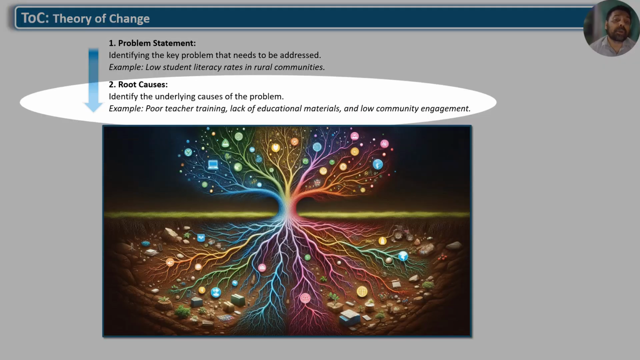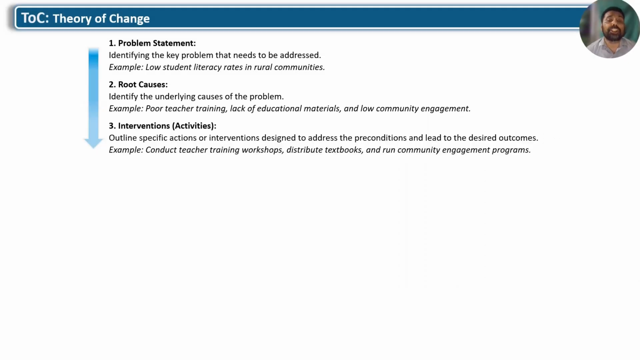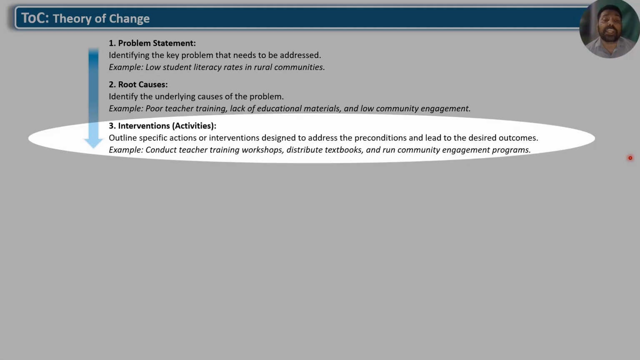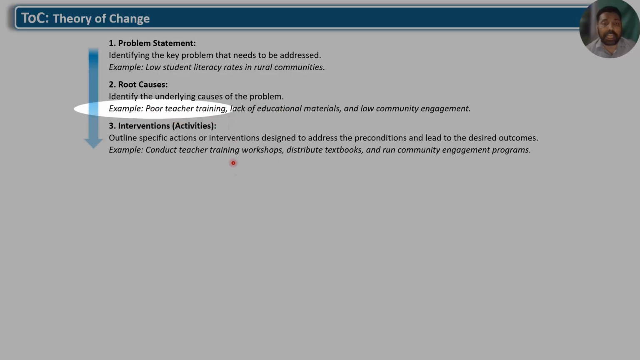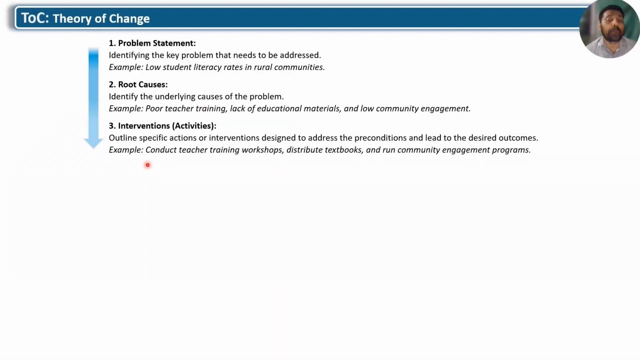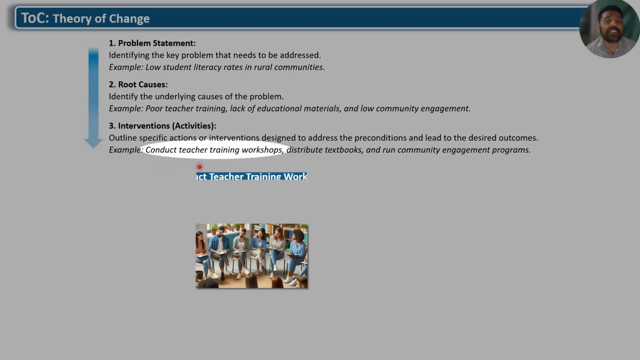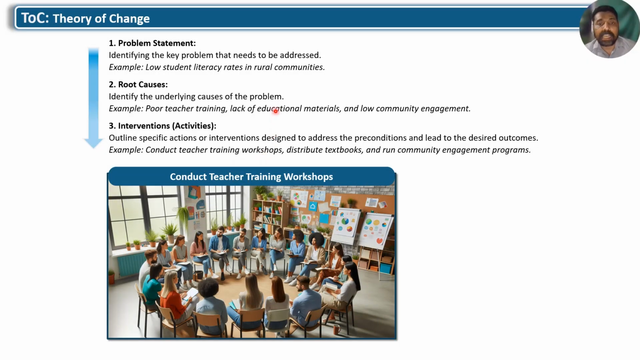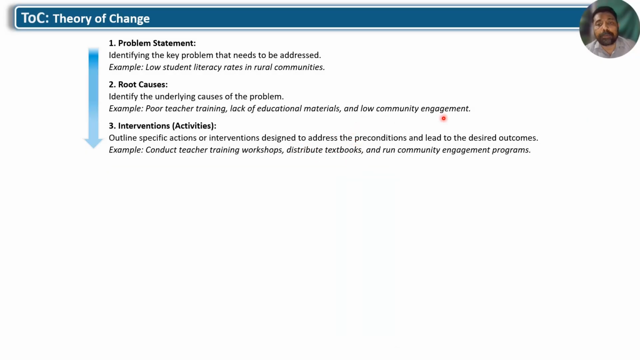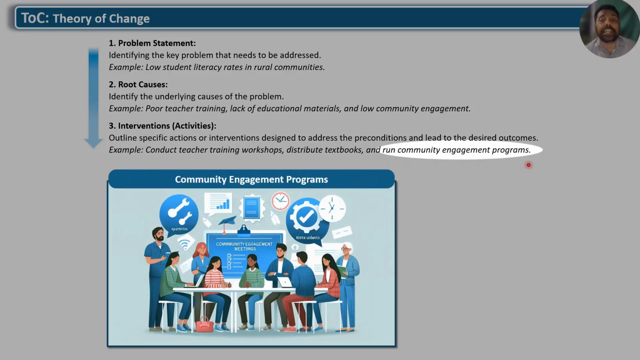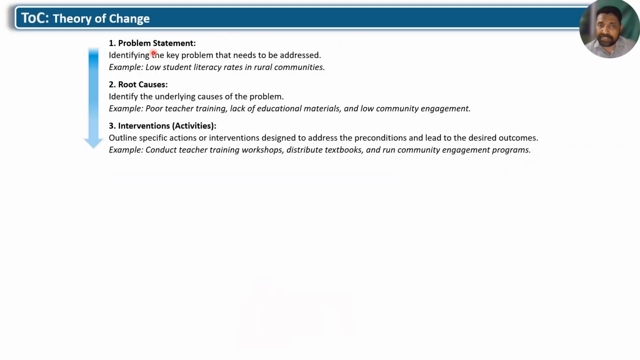When you identify the root causes, then you need to identify the intervention activities to address these root causes. For poor teacher training, here we are proposing an activity to conduct teacher training workshops. Lack of educational material, so distribute textbooks. And low community engagement, so we need activities like running community engagement programs. We identified the problem, then the root causes, and here we are proposing intervention activities.